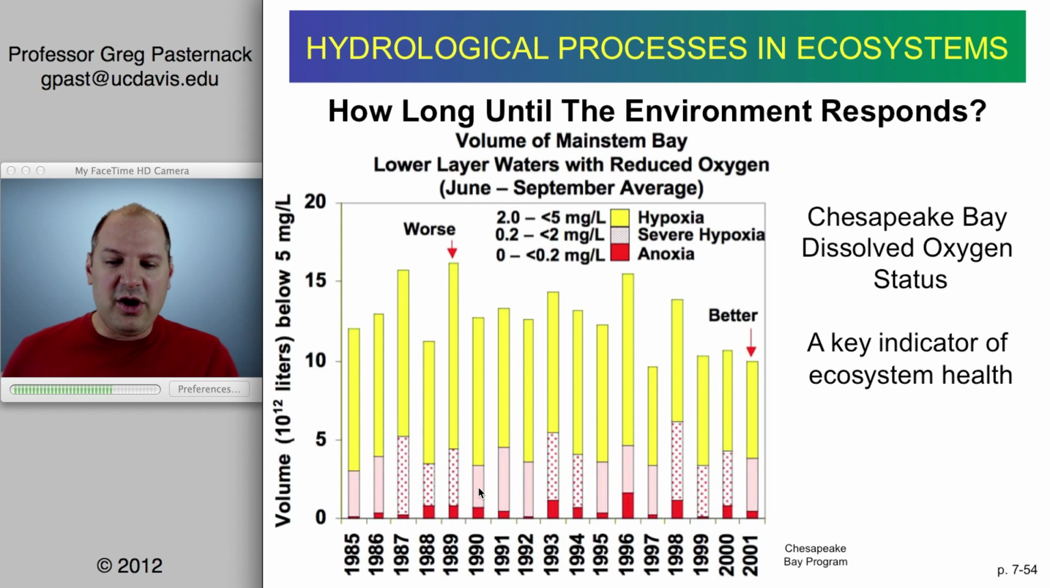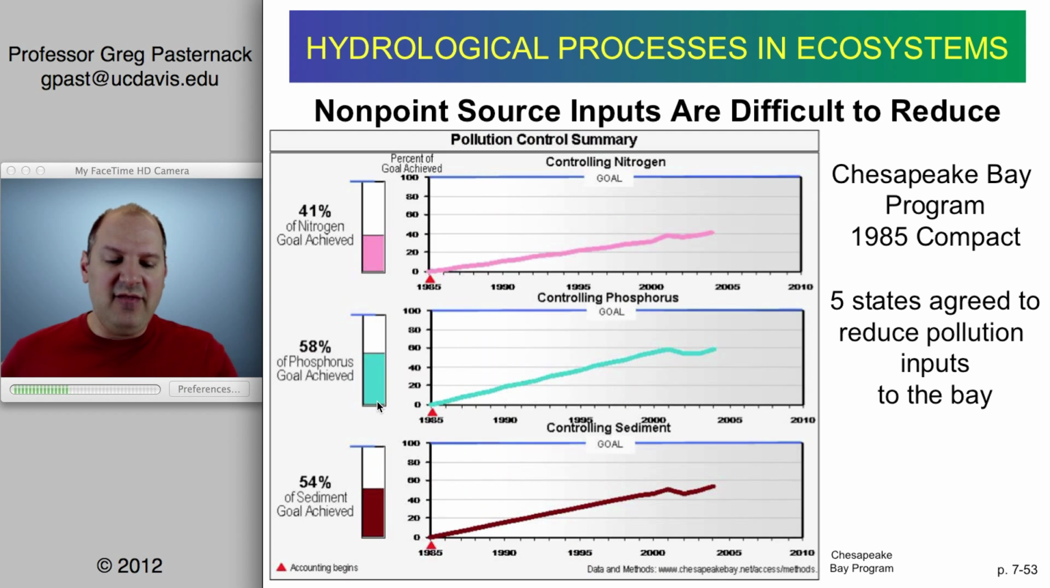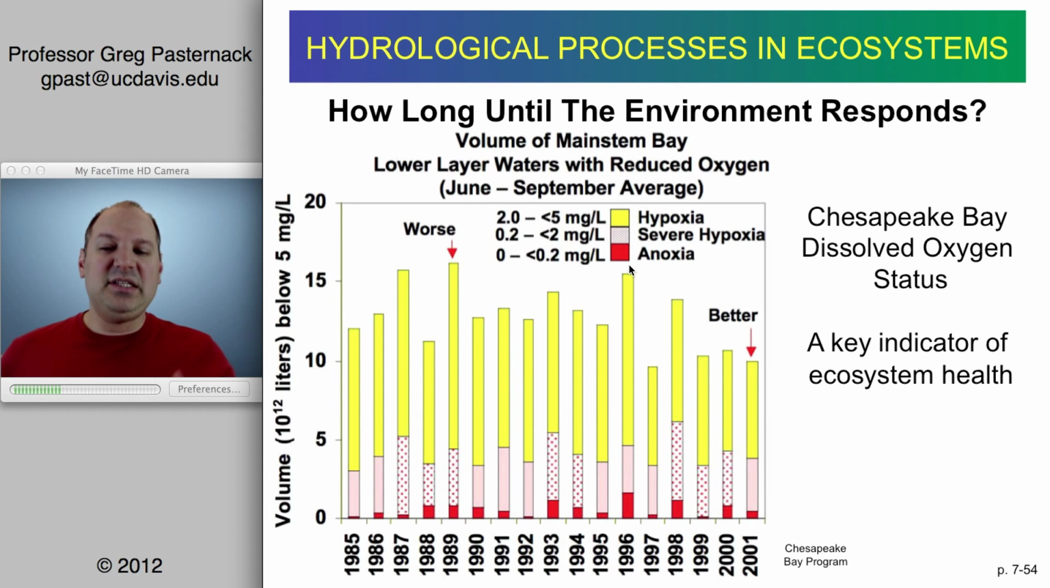The part of the bar that is either red hatching or red polka dots, the same thing. It's the severe hypoxia, 0.2 to less than 2 milligrams per liter, and that fluctuates as well. So overall, what we're seeing is that even though civilization has decreased its contribution of these contaminants, the system itself has either not felt the benefit of that, like nitrogen might take hundreds of years to move through the groundwater system for that change in policy and human behavior to affect Chesapeake Bay.